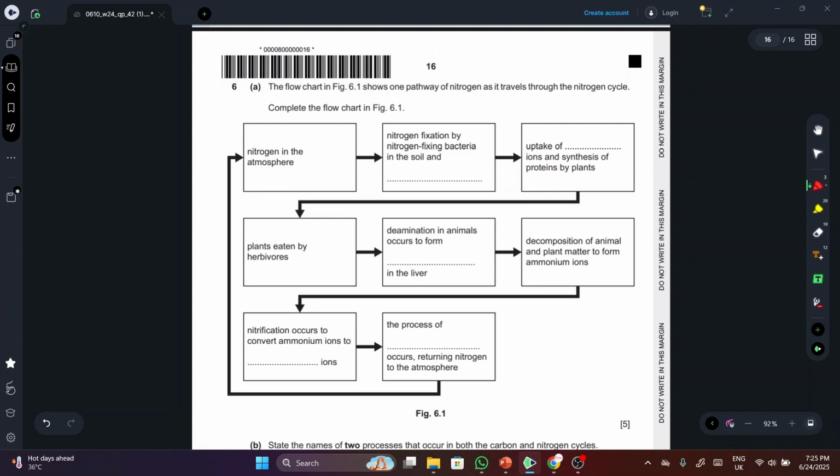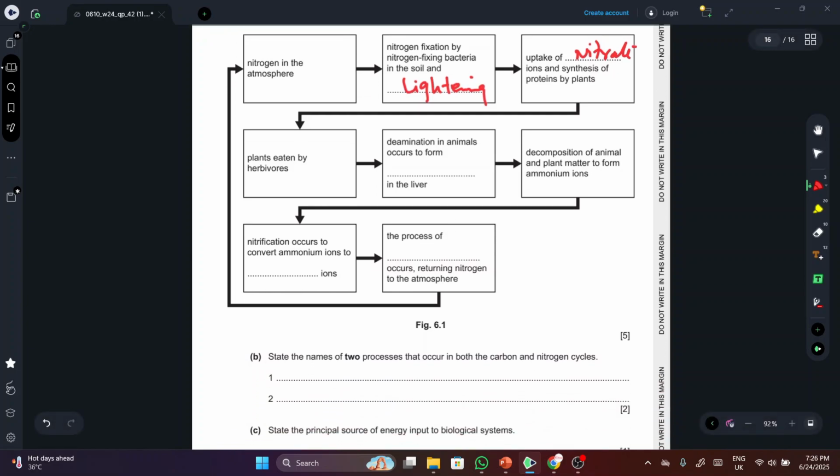Now this is the last question. It's about the nitrogen cycle. The nitrogen fixation by nitrogen fixing bacteria in the soil and lightning is a process which fixes the air nitrogen into soil nitrates. Uptake of nitrate ions and the synthesis of protein in the plants. Deamination in animals occurs to form dash. You know what is formed as a result of deamination? Urea is formed as a result of deamination.